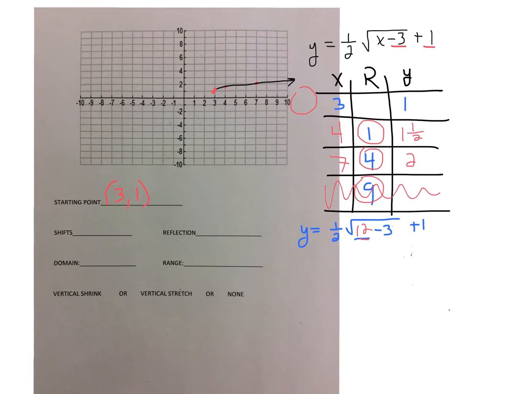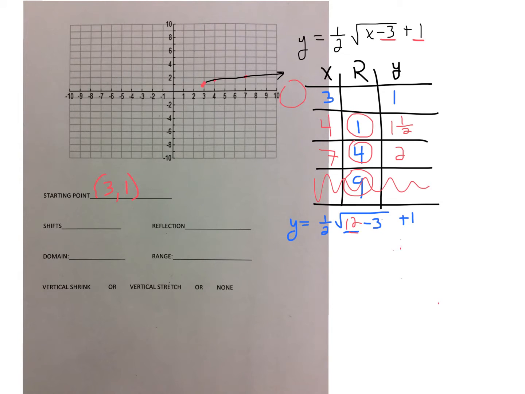So now at this point, let's do everything. Now the shift, we went to the right 3, up 1. Reflection, because the A value is positive, it is none. Domain. Now again, my x's start at 3 and go up. Were x values greater than or equal to 3? Yes, they were. My y values start right here at 1 and go up, so y is greater than or equal to 1.